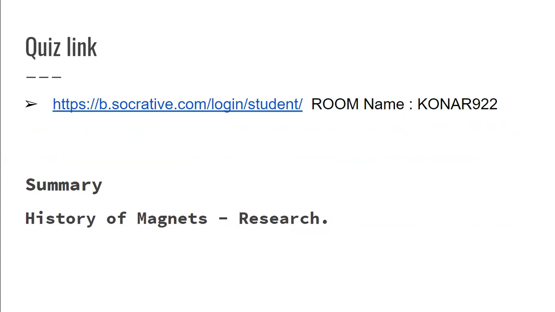This is a link that I wanted to share. You can do a quick summary of research on the history of magnets. Just go to Google, go to a good, authentic site, such as a research journal, and from there pick up how humans came to know about these magnets. So do research about the history of magnets. With this, we complete the topic of magnetism.